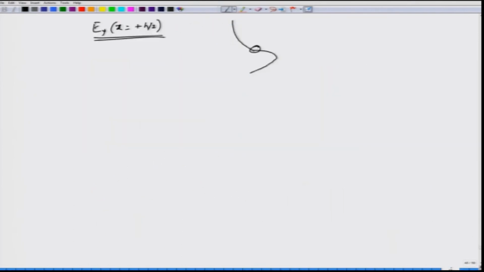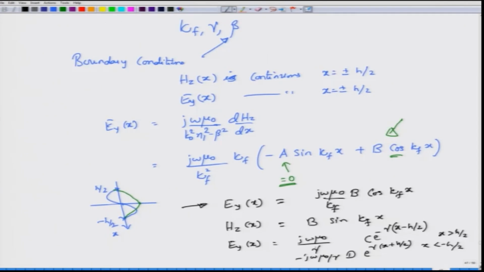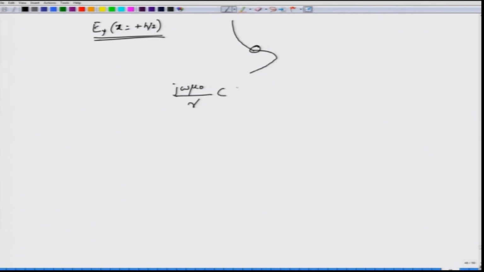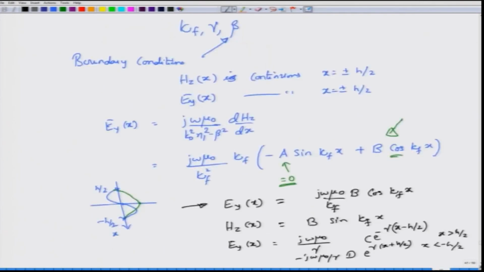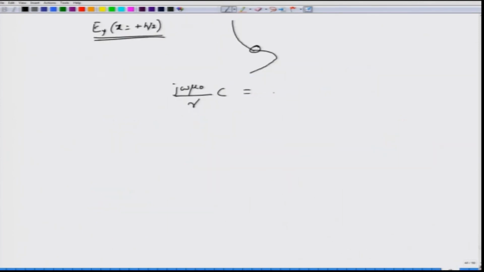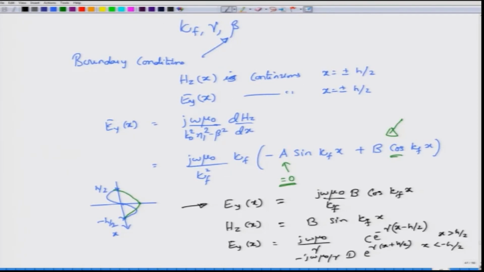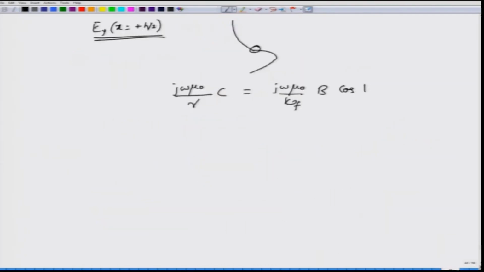So, the equation that I actually get from the evanescent side will be j omega mu naught divided by gamma times c. Let me go back and write down this one. That must be equal to j omega mu naught by kappa f times b cosine kappa f h by 2. Okay, so this is the equation that I am going to get from applying the boundary condition at x equal to plus h by 2 on the Ey component.